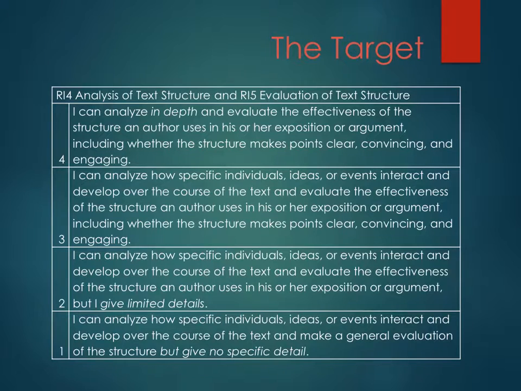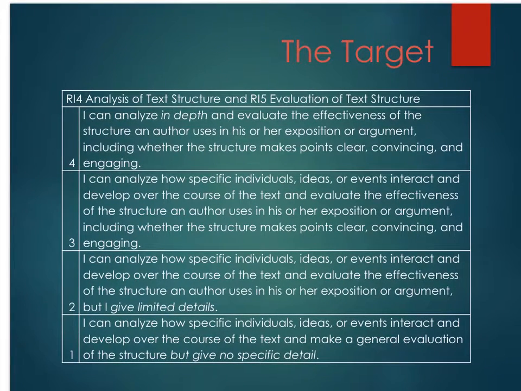And looking at the actual target, we're going to start at the 3-level proficiency. This particular target asks that you analyze, in other words, break apart how specific individuals, ideas, or events, and in our case it's mostly going to be ideas, interact and develop over the course of the text, and also evaluate the effectiveness of the structure an author uses in his or her exposition or argument, including whether the structure makes points clear, convincing, and engaging. So we're looking for several different features as far as our evaluation or how effective the piece happens to be.